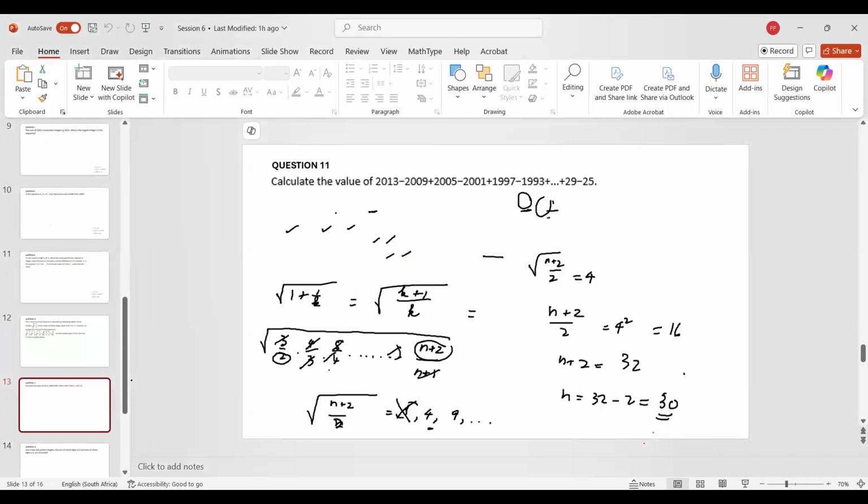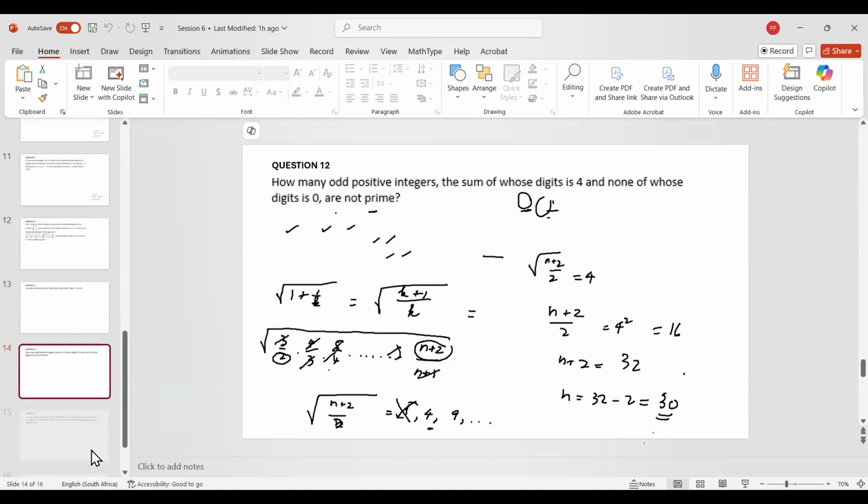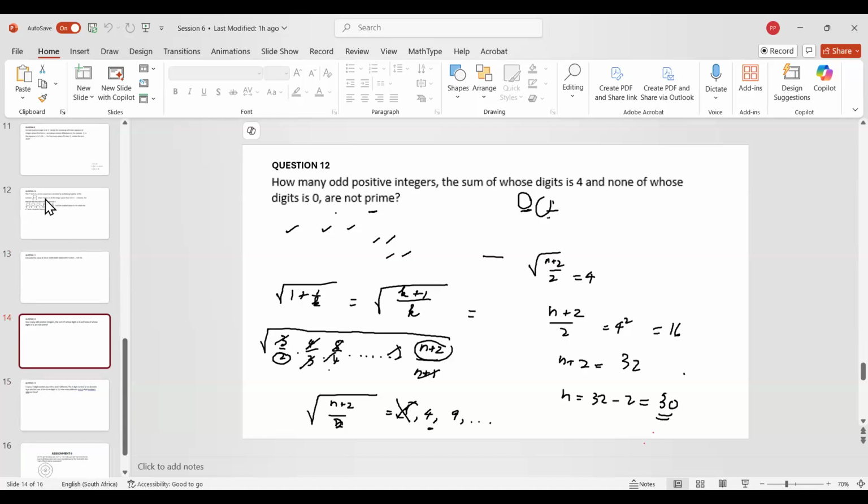Okay, now this is relatively easy, so I'm not going to do this one. You can try this on your own. Question 11. But I'm going to try this one here.